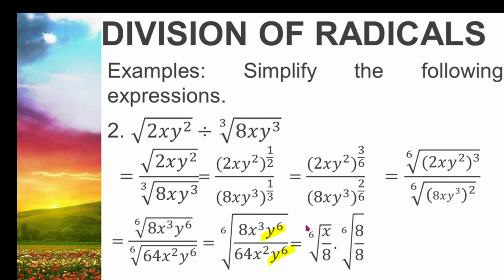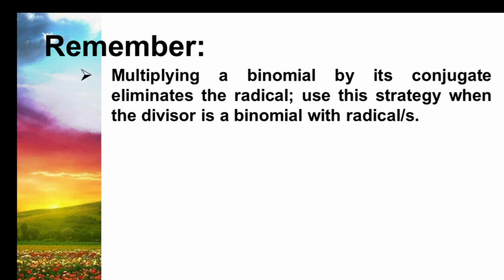We need to rationalize our denominator. That is why we need to multiply the numerator and then the denominator by the 6th root of 8. So therefore, we have the 6th root of 8x over 64. So therefore, our final answer would be the 6th root of 8x over 2. Remember, multiplying a binomial by its conjugate eliminates the radical.